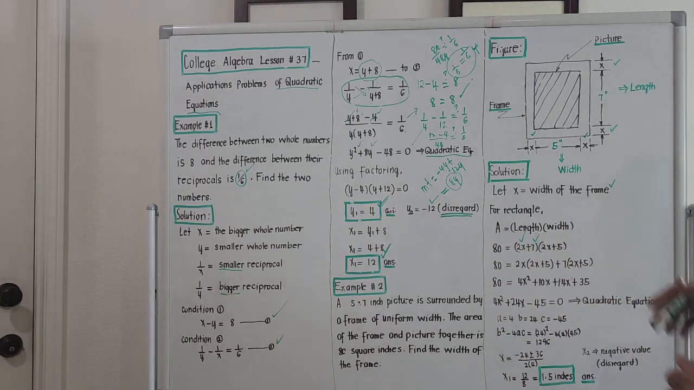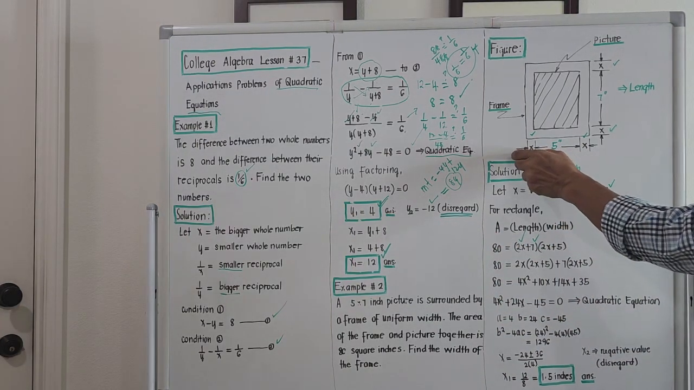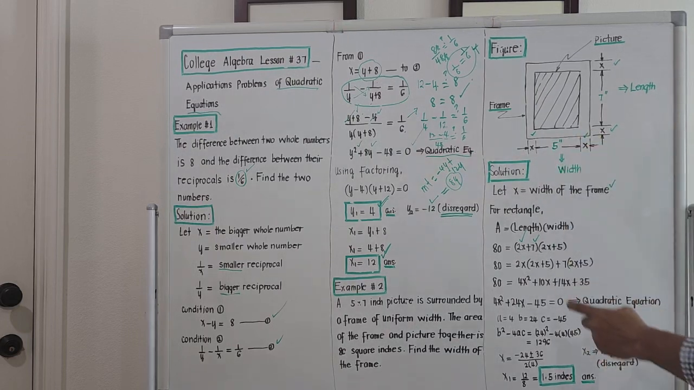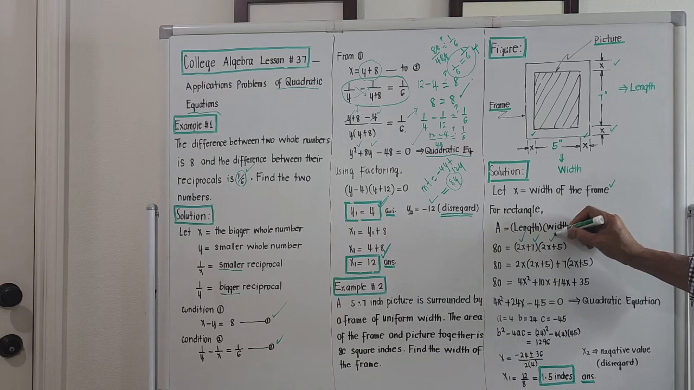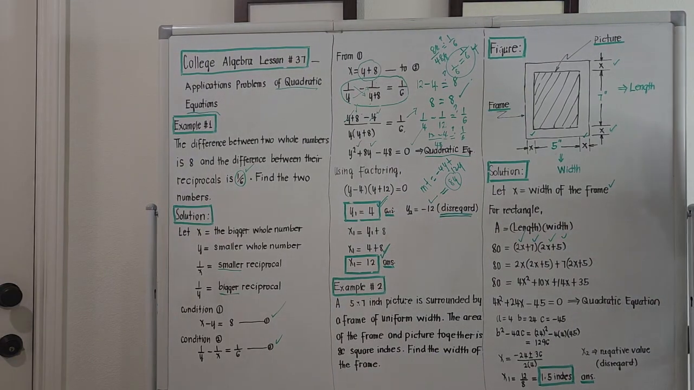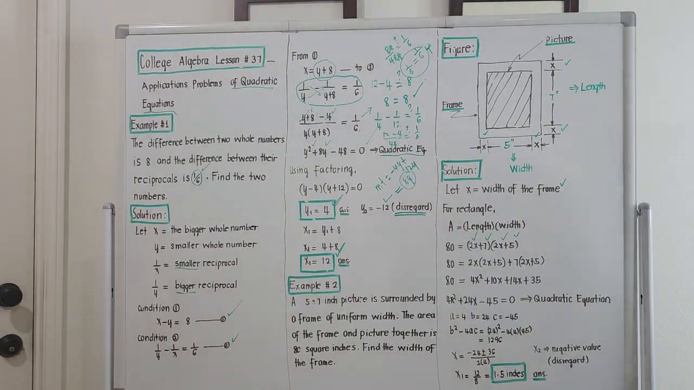And the overall width will be x plus 5. So that will be 2x plus 5. So we got a 2x plus 5. Am I still on the camera? Okay.